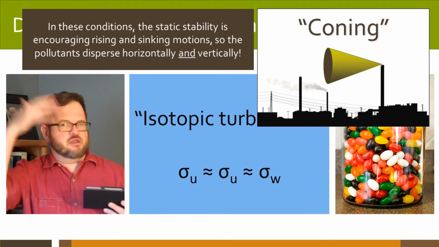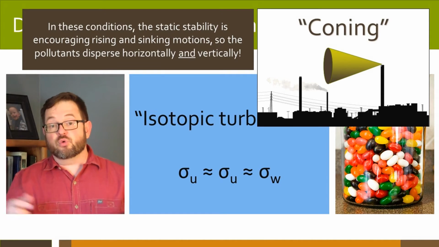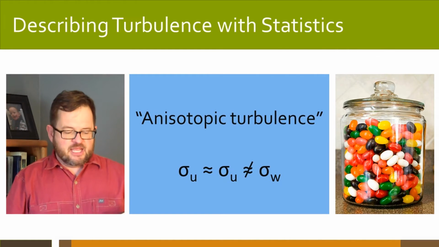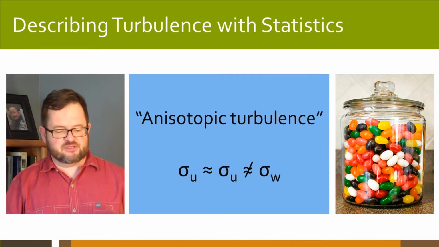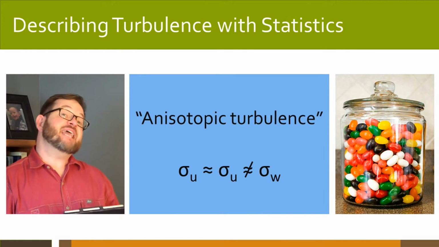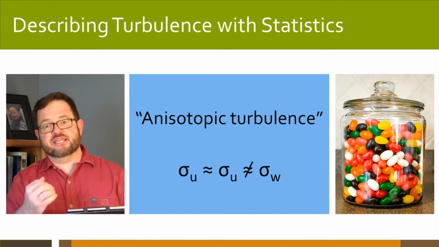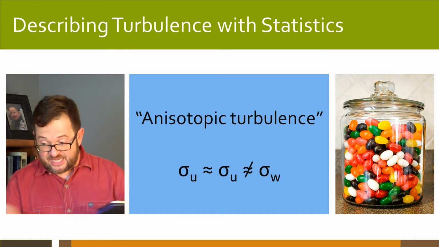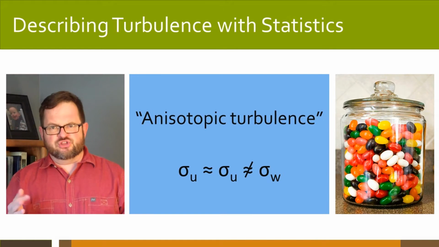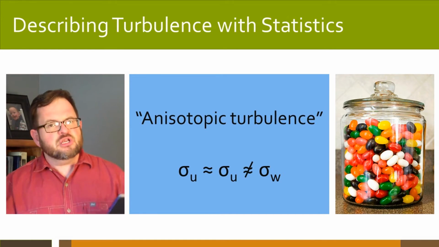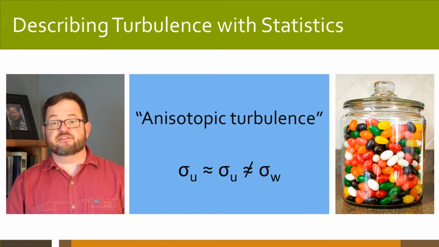We're getting just fine numbers of rising and sinking motions on our eddies, and the pollutants are dispersed both horizontally and vertically. Now, again, I misspelled the word. It's not anisotopic turbulence. It's anisotropic turbulence. When the turbulence is anisotropic, to a good approximation, the amount of turbulence in the U component and in the V component, the horizontal components of the wind, is equal to each other. Maybe not exactly, but ish. Kind of equal to each other. But they're not, in general, going to even be close to the amount of turbulence in the vertical direction.